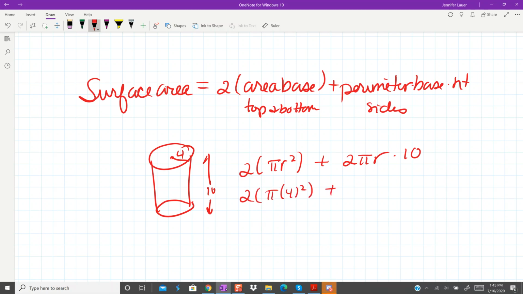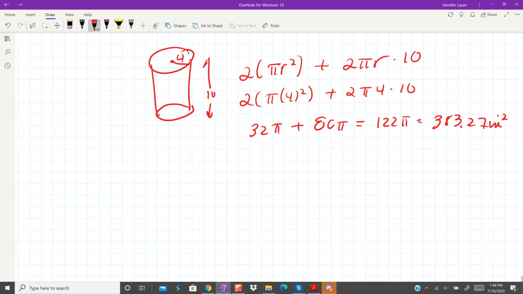So I'm going to run this through. 2 times pi times 4 squared plus 2 times pi times 4 times 10. So this is 32 pi plus, that's 80 pi. And that's going to be 122 pi. And that's going to be equal to 122 times pi, which is 3.14, and that's going to be 383.27, and this is talking about inches, and it's going to be inches squared. Any kind of area is always going to be squared.